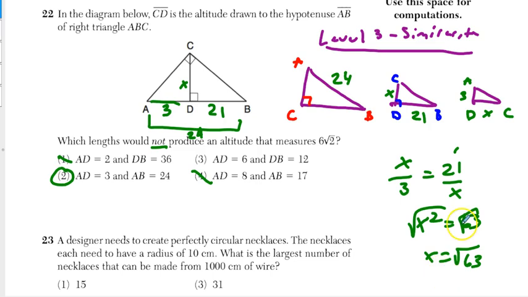Now I'll tell you this. If you put the square root of 63 into your calculator, you get x equals 7.9. That is not the number we're looking for. Remember, this is about 8.48. So this is our answer.